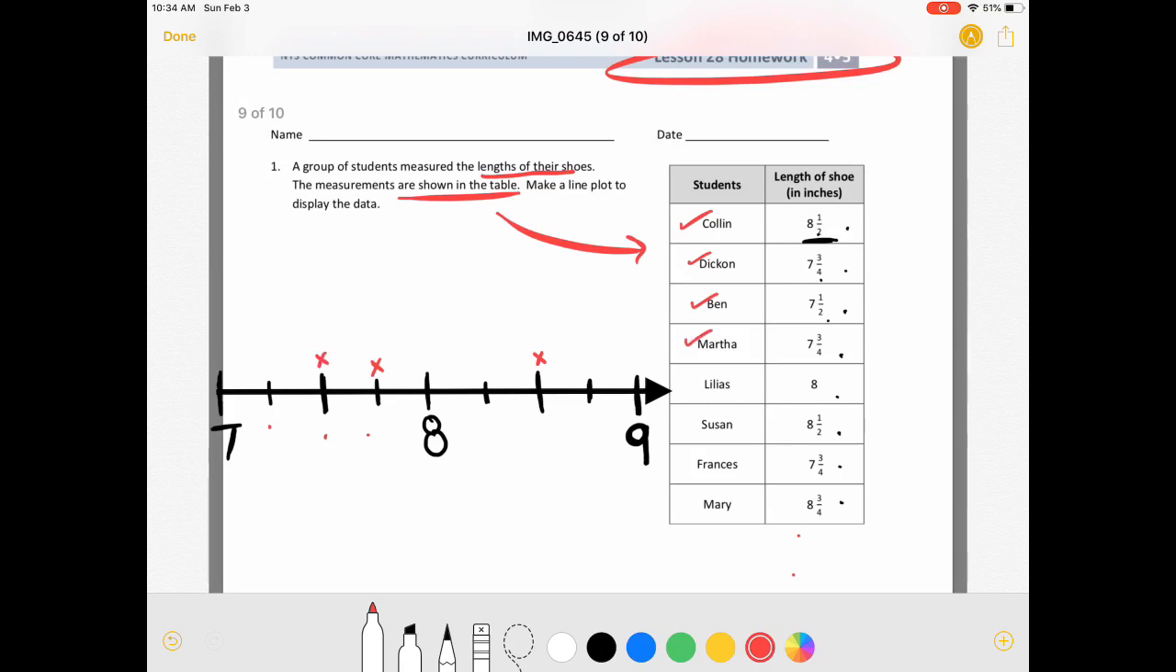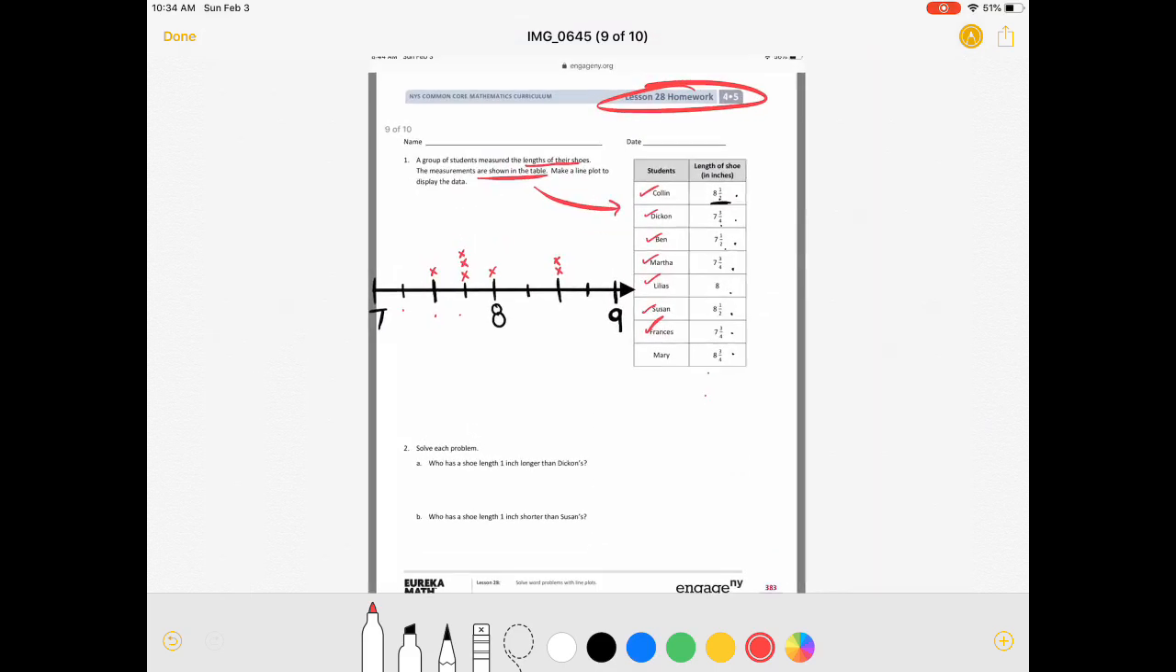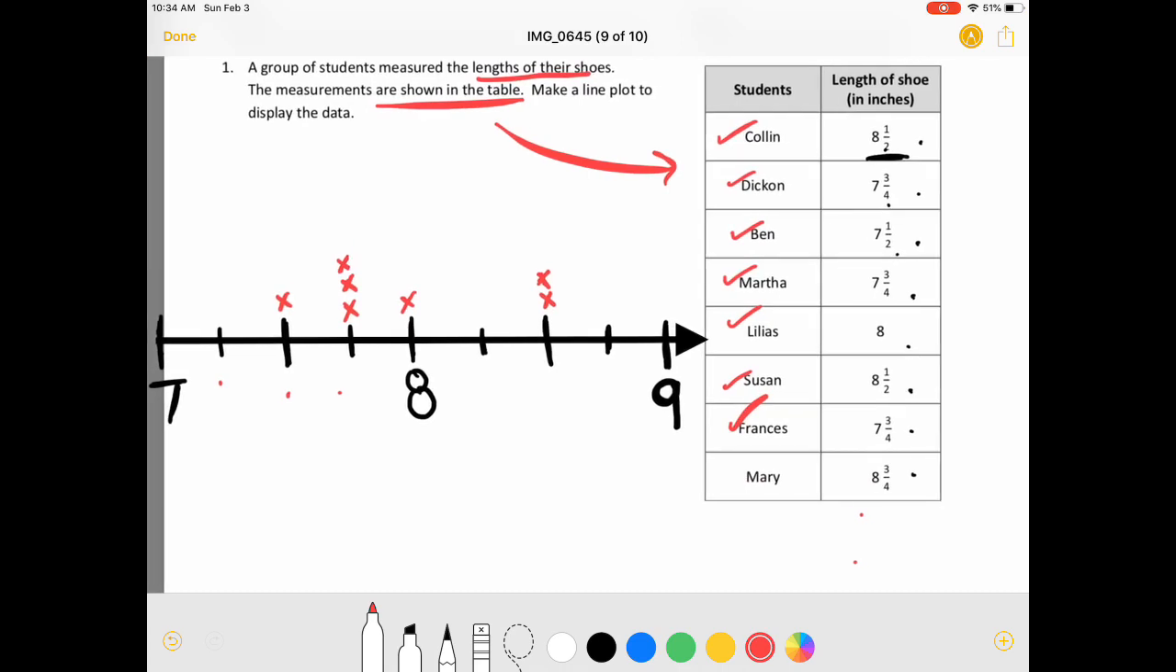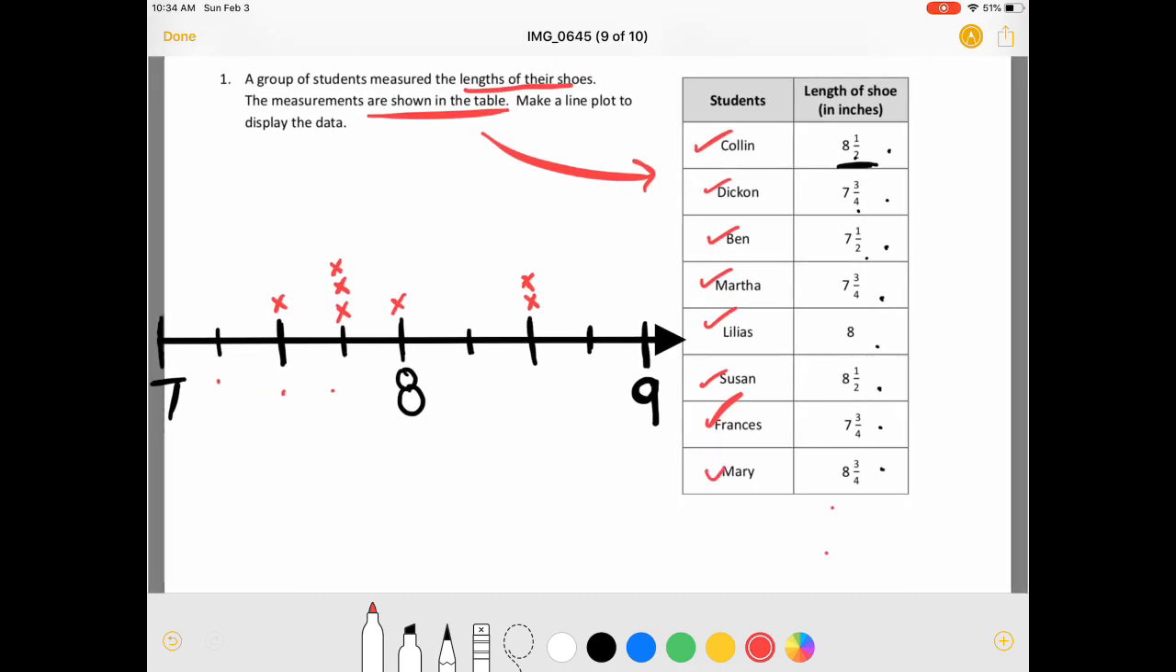Martha had shoes that were 7 3/4 inches, so it's going to go, now that's the second one, and if you have more than one that go in the same spot, you just put it on top like that. Lilius had shoes that were exactly 8 inches long, so it goes on the 8. Susan had 8.5, so another one that goes above that. Francis had shoes that were 7 3/4, so I'm going to put another there. And Mary had shoes that were 8 3/4 inches, so that's going to go right there in front of the 9.